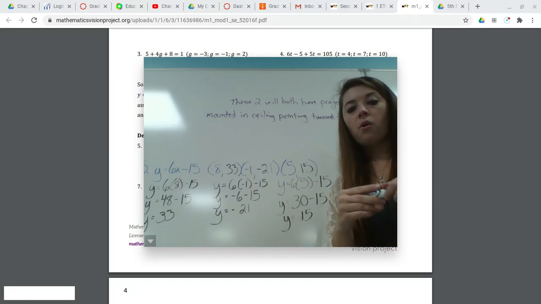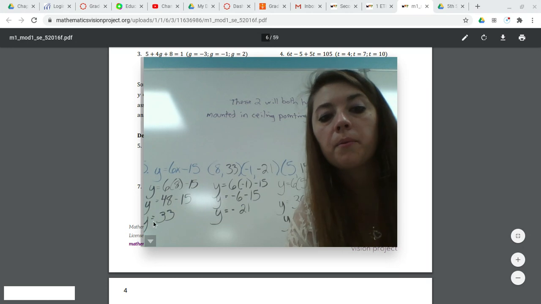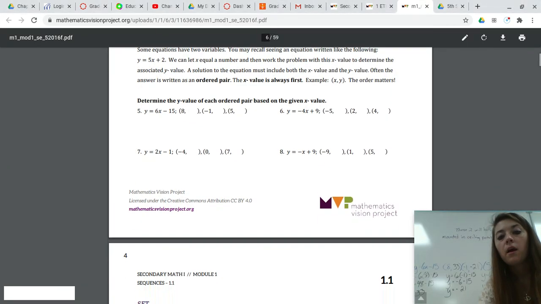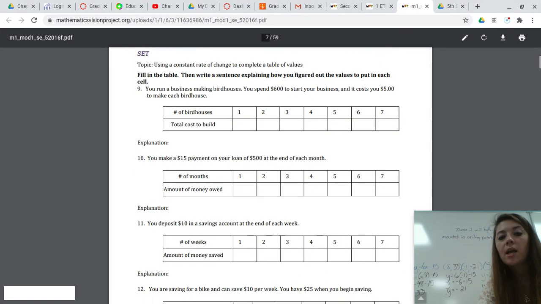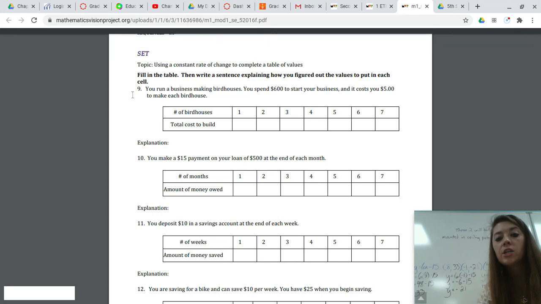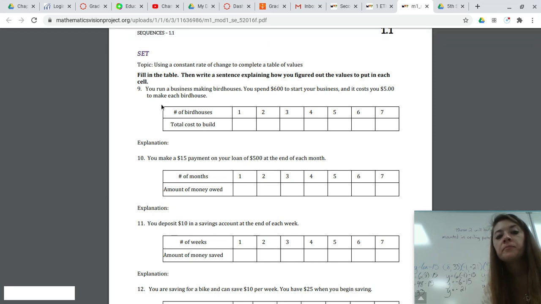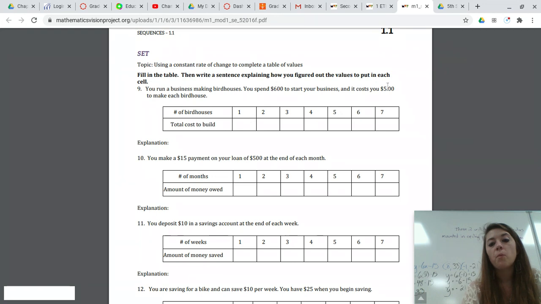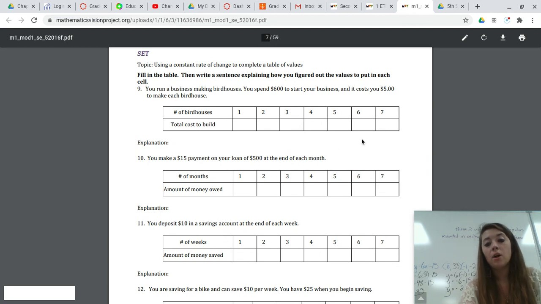All right, so our next section, let me bring myself back down there. Our next section is looking at using a constant rate of change to complete a table of values. So we want to fill in the table and then write a sentence explaining how you figured out the values to put in each cell. So for number 9, you run a business making birdhouses. You spend $600 to start your business, and it costs you $5 to make each birdhouse. So we've got a table showing number of birdhouses going from 1 to 7 and the total cost to build. And that's what we need to figure out, what is going to go there.